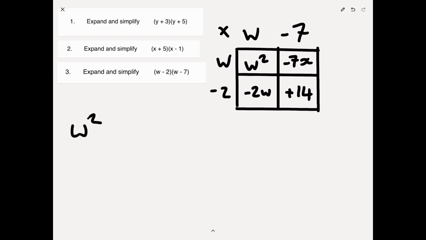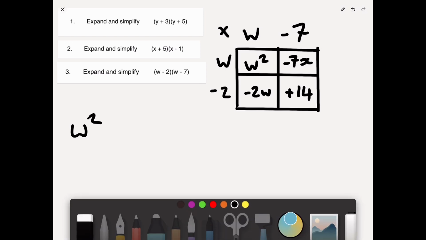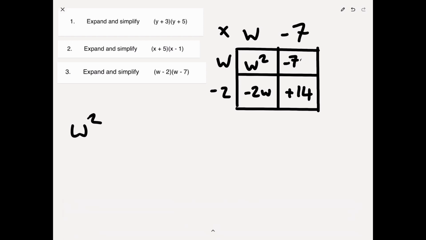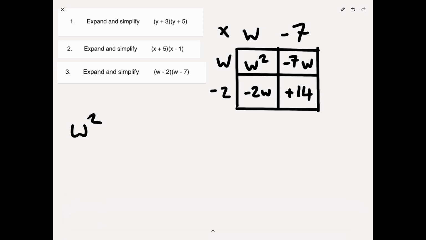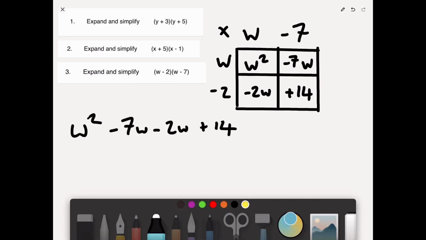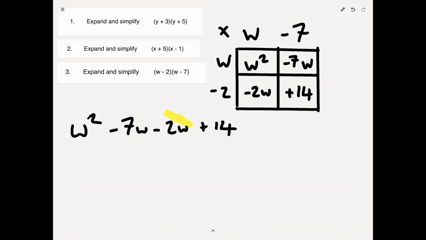So we've got w squared. Oh, I put 7x there, we just change that. Don't want 7x, we want 7w. W squared minus 7w minus 2w plus 14. The simplify part then again, we're looking at simplifying these two here in the middle. Should always be these two in the box, there and there, usually diagonally, for these types of questions.